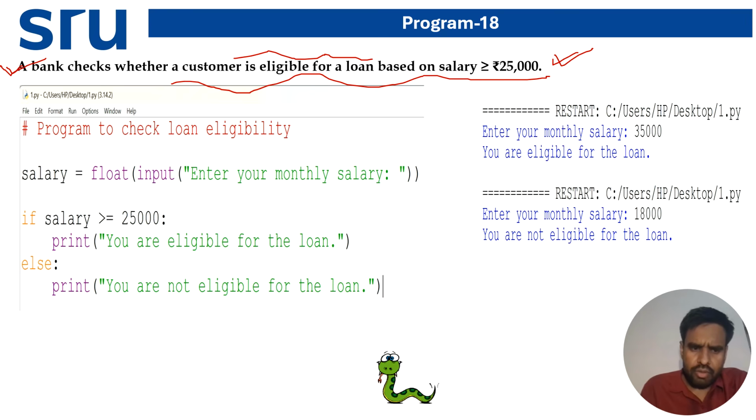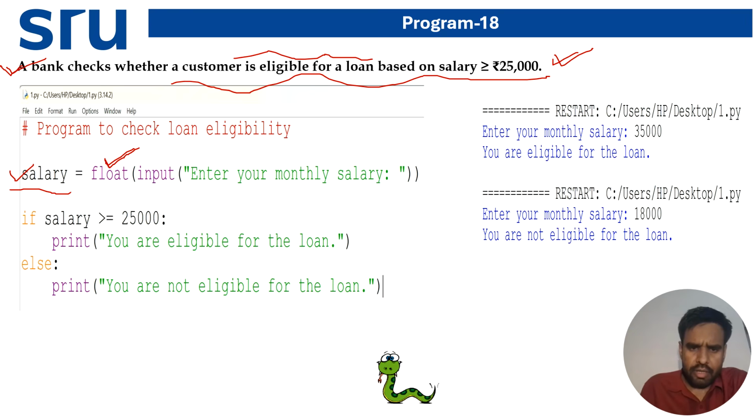So what do we have to write? We have to take a variable, a salary variable. Now I am taking float. Why am I taking float? Because the salary can be in decimal form, with some paise. Suppose your salary is 15,000 rupees 250 paise. So I am taking float.